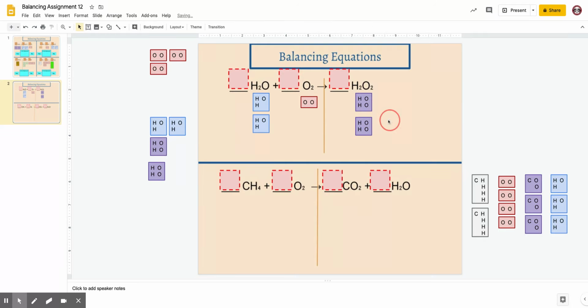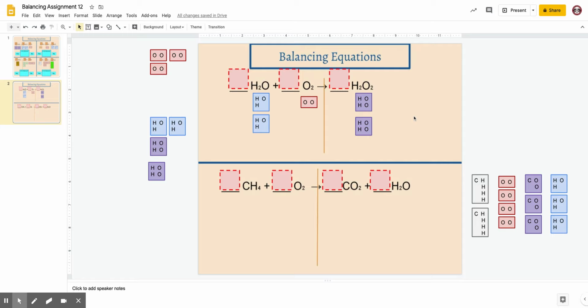So now I have 4 H's. So 1, 2, 3, 4. 1, 2, 3, 4. Well, that works out. What about the oxygens? Let's count them. 1, 2, 3, 4. Well, there's 4 on the left, going so good. On the right side, 1, 2, 3, 4. So this works out. So just adding boxes and counting, you can see what you can do to balance out. So I have 4 H's, 4 O's, 4 H's, 4 O's on each side.